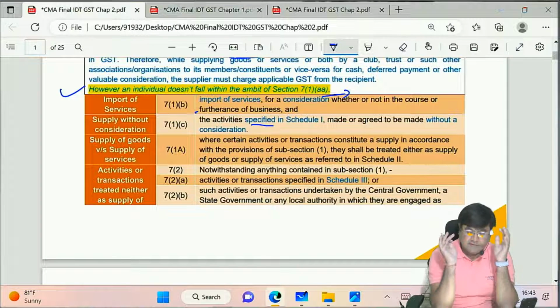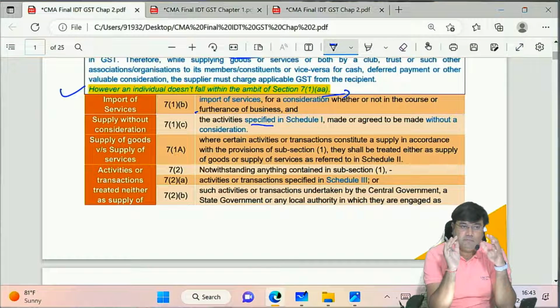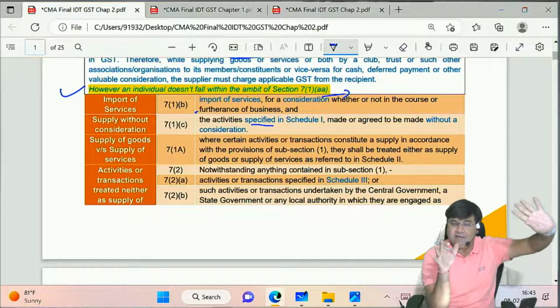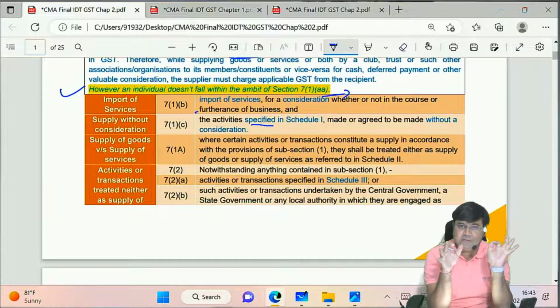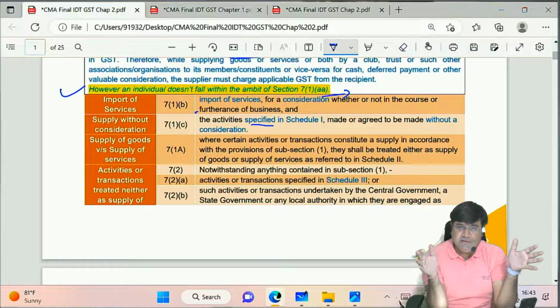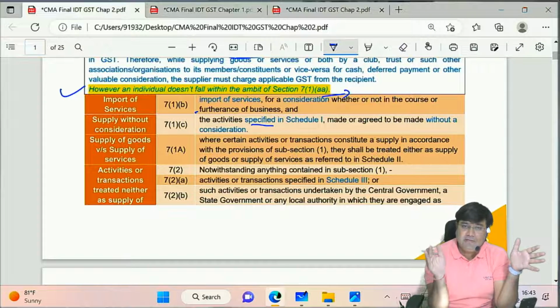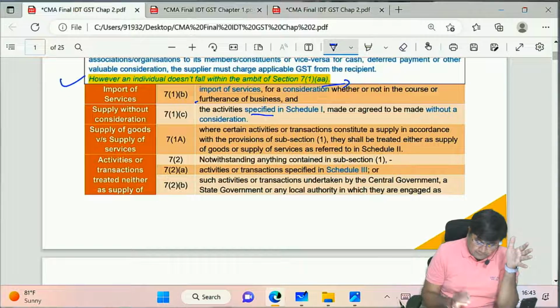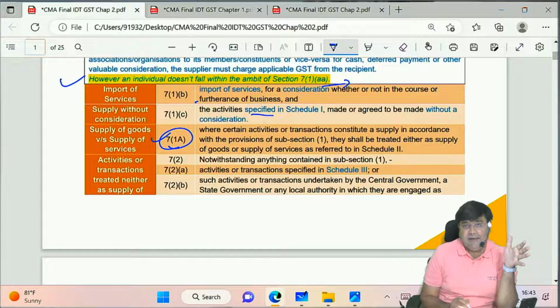Okay, so now in section 7 subsection 1, according to clause A, AA, clause B and clause C, we are going to see whether a particular transaction or activity is a supply or not. Let's say it is a supply according to section 7 subsection 1, maybe because of clause A or AA or B or C. Okay, if it is a supply, then what is the next step? The next step is basically section 7 subsection 1A.